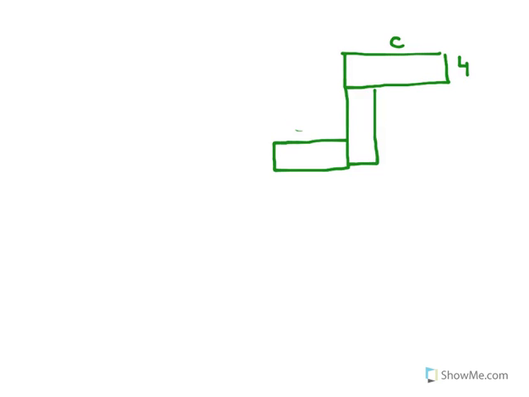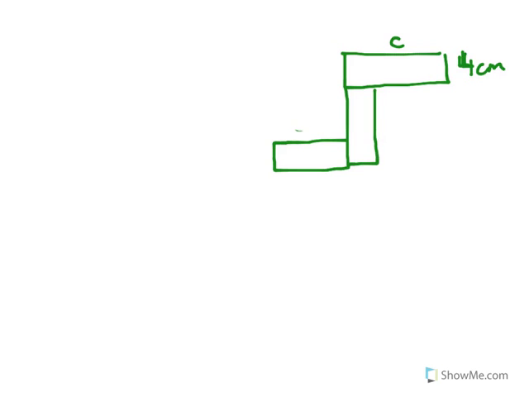Here we've got a shape made up of identical rectangles. So they're supposed to look identical. I know they don't look it on mine, but they're supposed to be identical. And we know that the long side has a length of c centimeters, and the short side has a length of 4 centimeters. So we need to work out the perimeter of the whole figure.